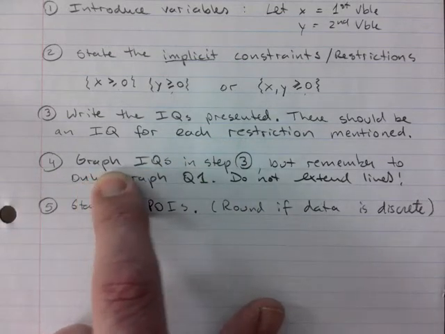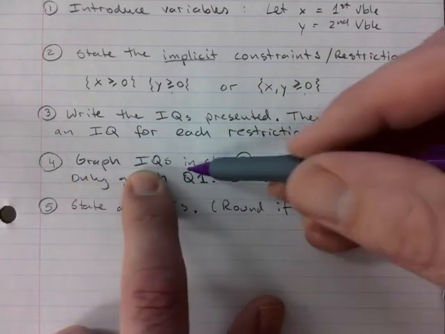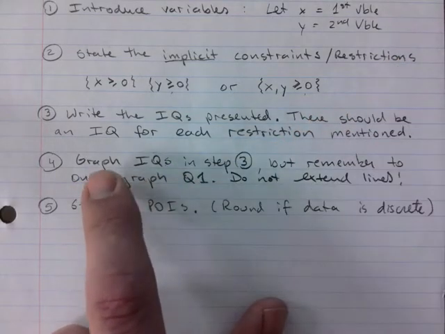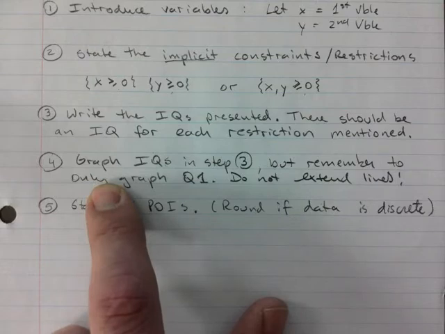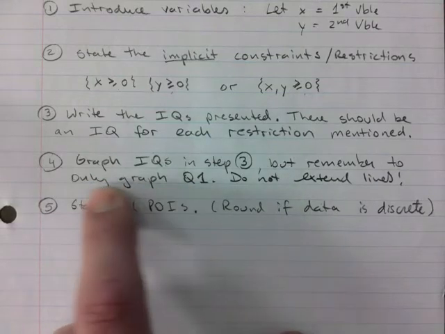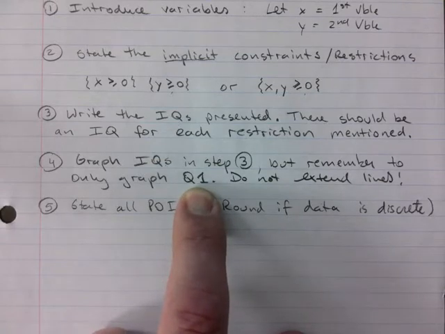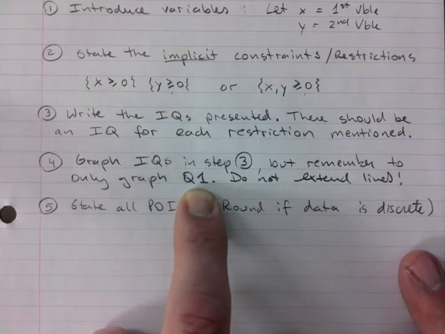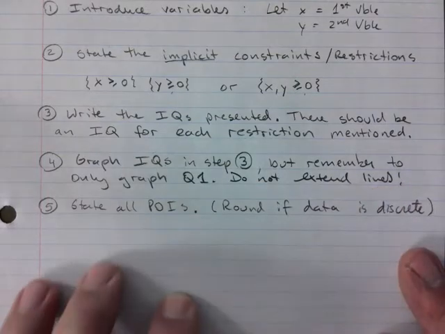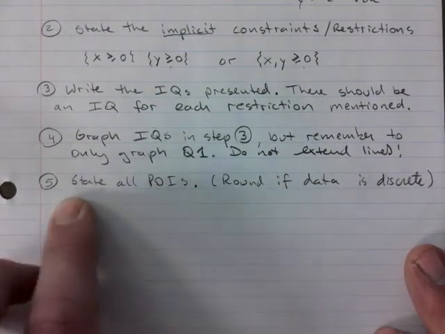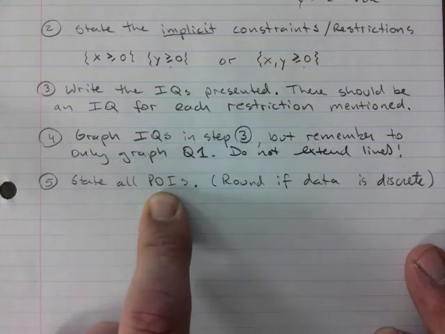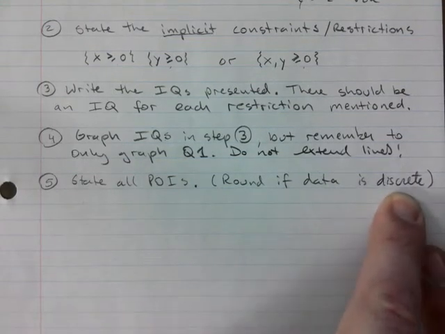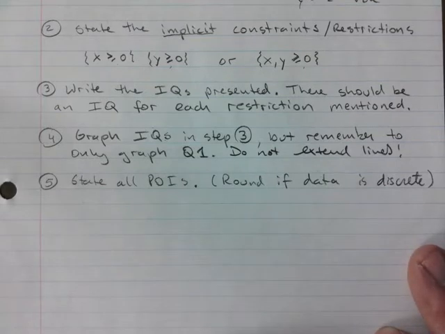Four, obviously we graph them. So by the time you get to four, we have done that over and over again. We've been graphing a lot. Except for when it's a word problem, we only stick to quadrant 1, which makes it actually a bit easier, to be honest. So do not extend the lines, okay, past the first quadrant. Then we'll state all the POIs, and we will round if data is discrete. Most of the time it will be discrete. Sometimes it's continuous, right? Depends on the situation.